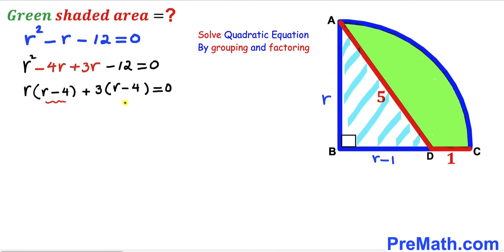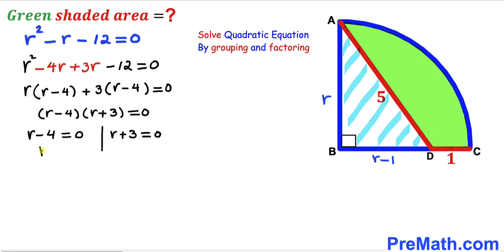And now we can see r minus 4 and r minus 4 are in common. So therefore we can write (r minus 4) times (r plus 3) equals 0. And since we got these two factors equal to 0, we are going to separate them. I can write r minus 4 equals 0 and r plus 3 equals 0. So therefore our lowercase r value turns out to be positive 4 units. And for this equation, r is going to be negative 3.